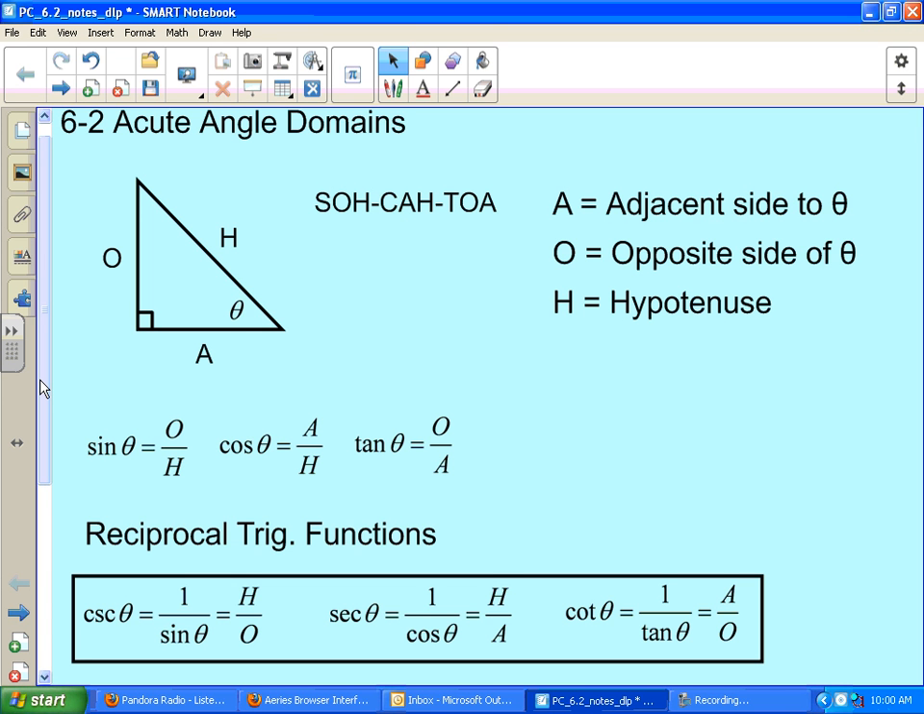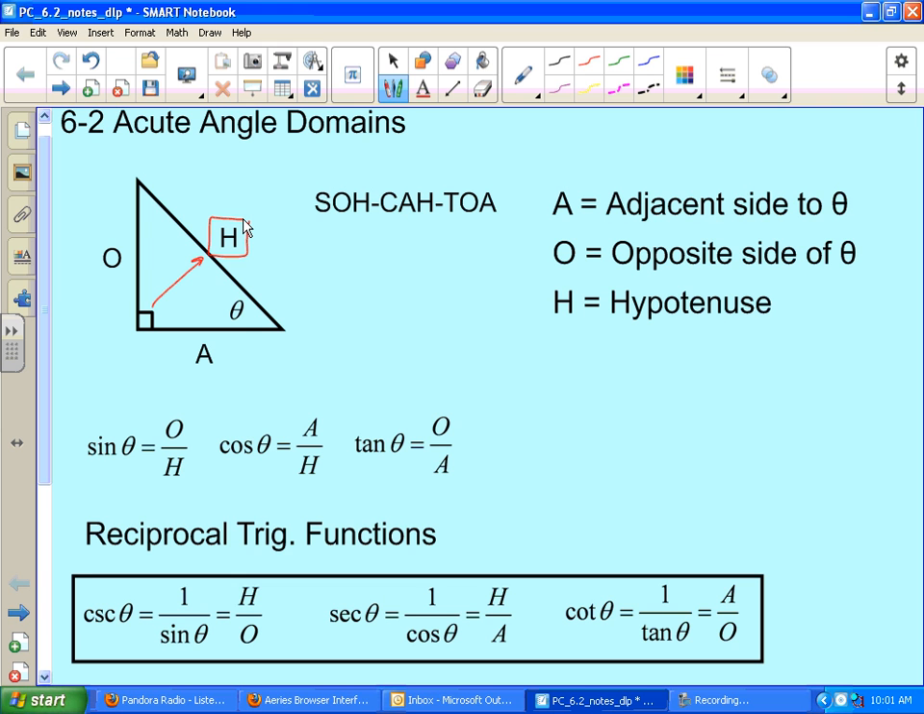This acronym helps me remember sine is opposite over hypotenuse, cosine is adjacent over hypotenuse, tangent is opposite over adjacent. But what still trips people up is, how do I know what the O and the A are? First of all, let's get this straight. The H, the hypotenuse, is always the H. Never changes. It's the longest side of the triangle. It's always across from the 90-degree angle. But the O and the A depend on the acute angle we are looking at.